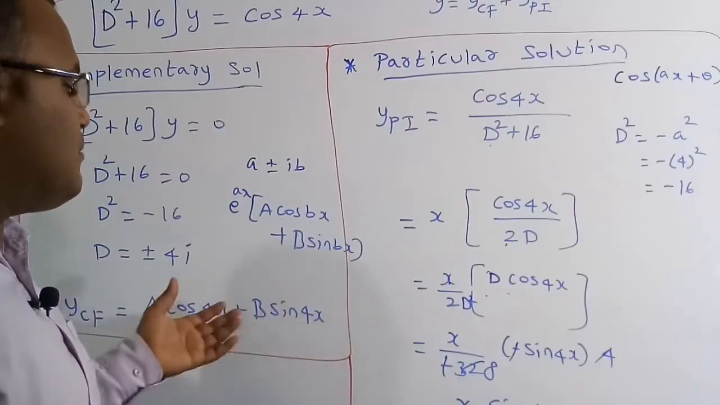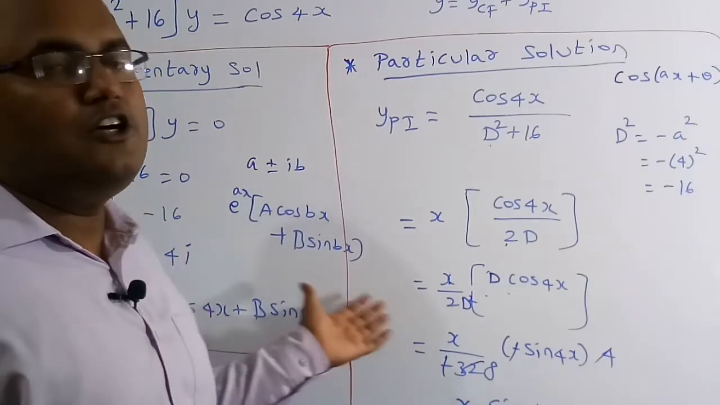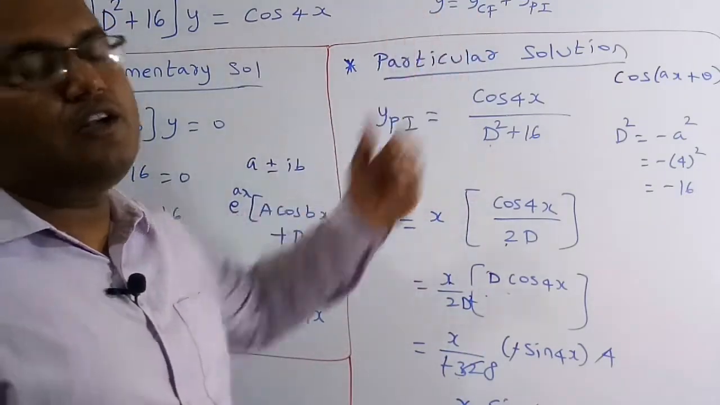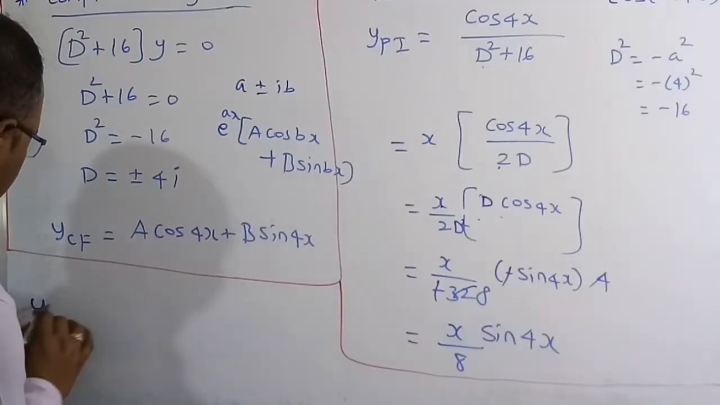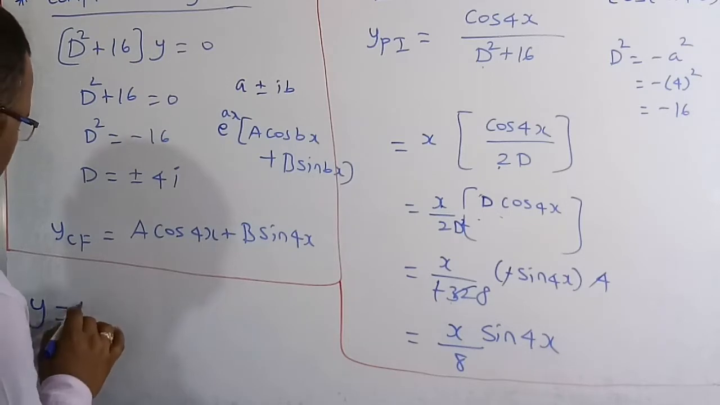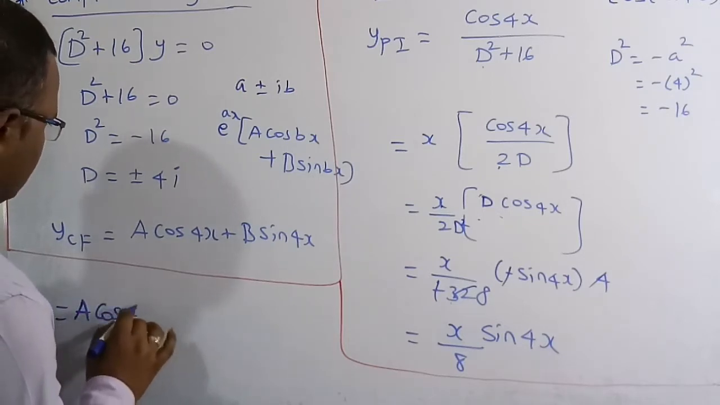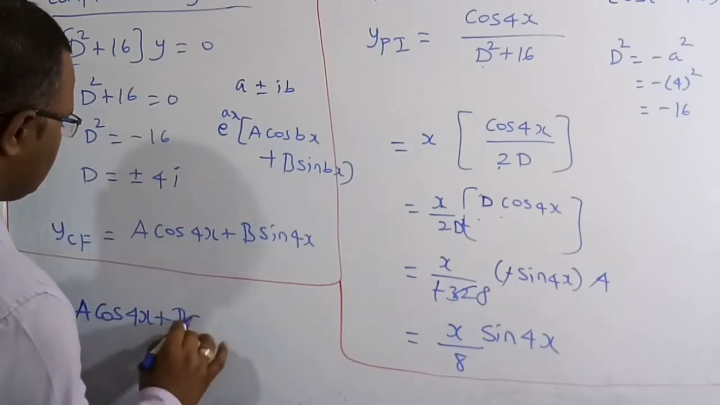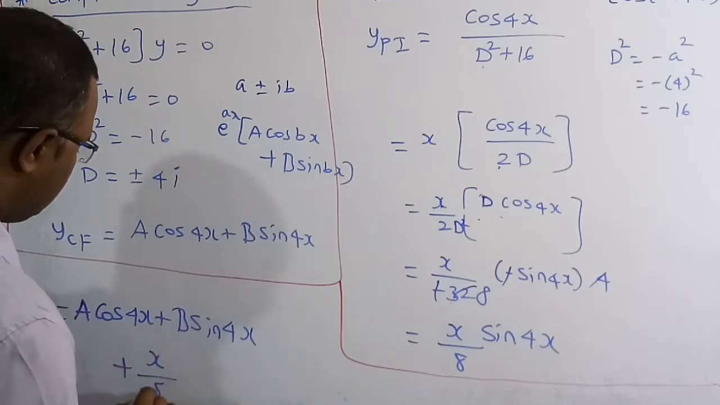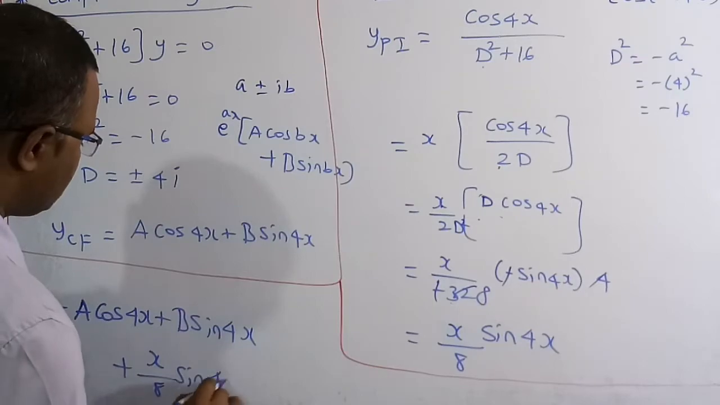So we know the complementary solution and also the particular solution. Now we have to add these two things, then only we can get the overall solution. So the overall solution is equal to the complementary solution plus the particular solution, which is a into cos 4x plus b into sin 4x plus x by 8 into sin 4x. This is the correct solution of this question.